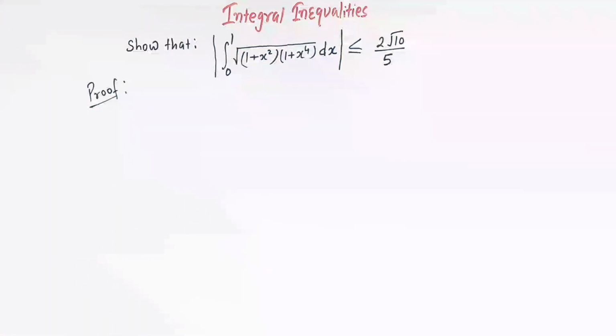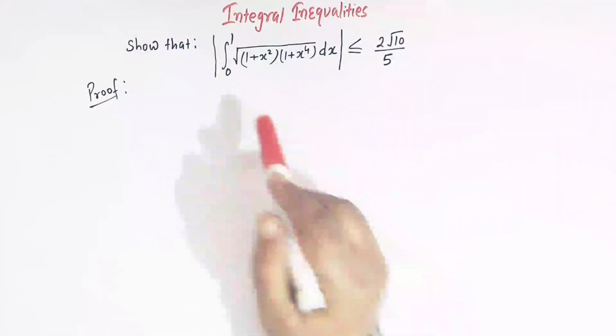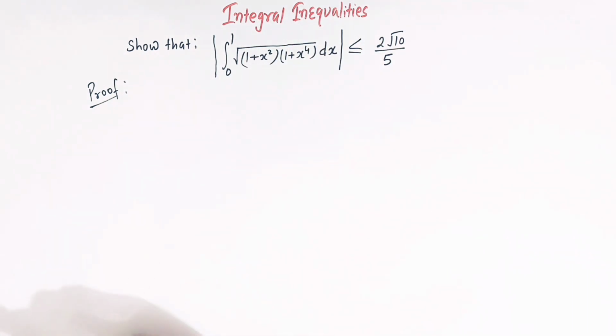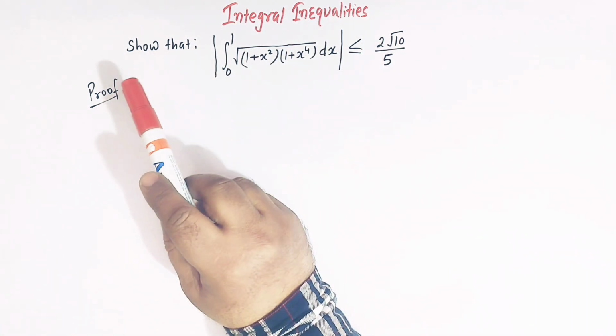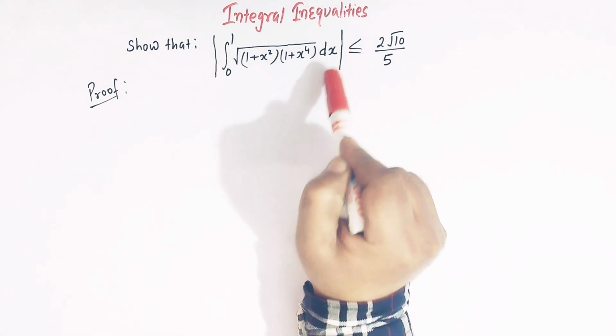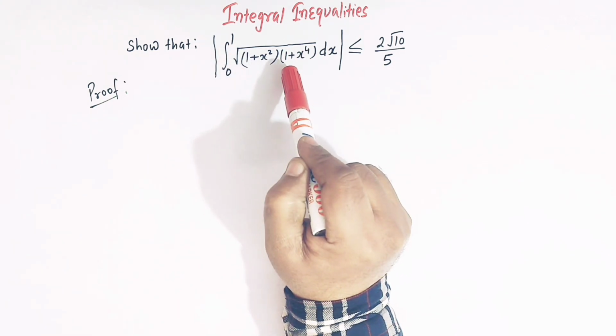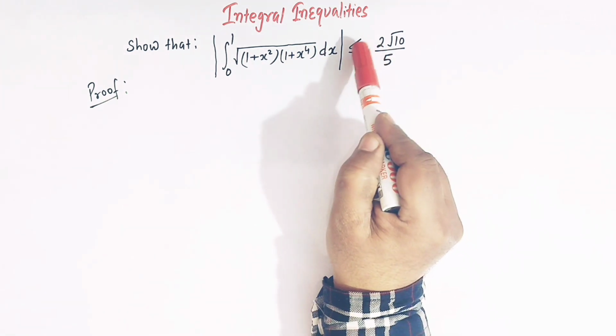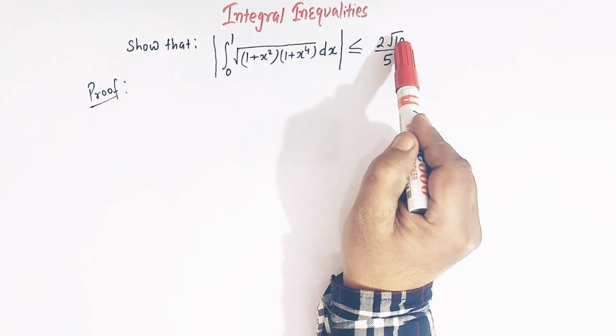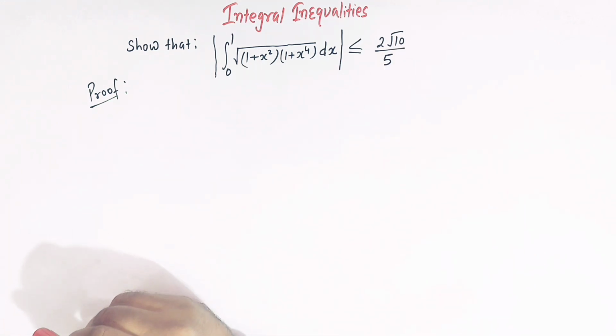Hello viewers, in today's class we are going to discuss another important problem from integral inequalities. In this class we are going to use a very important result from definite integrals which can be used to solve or to prove this inequality, right? So here we have to show that the absolute value of the integral from 0 to 1 of square root of 1 plus x square times 1 plus x raised to 4 is less than or equal to 2 times square root of 10 divided by 5, right?